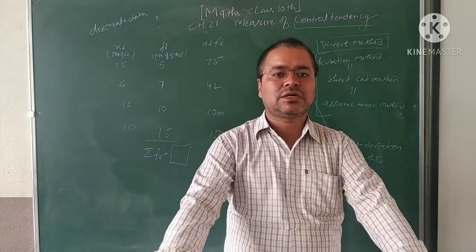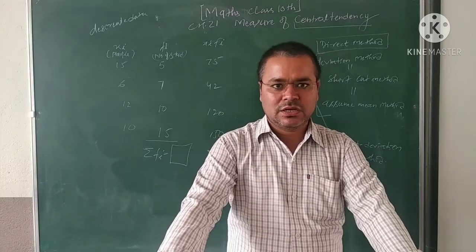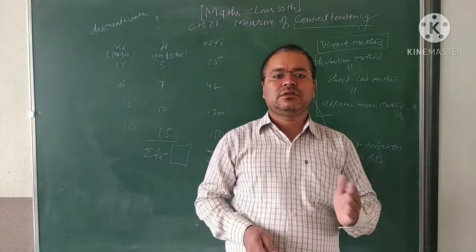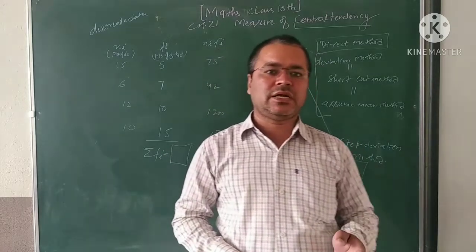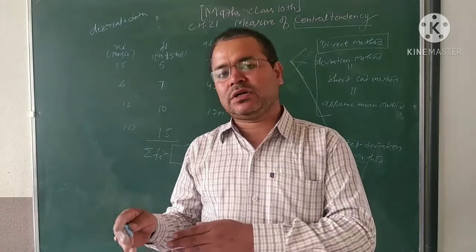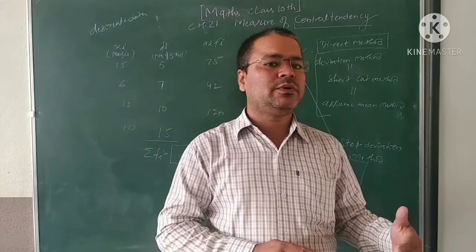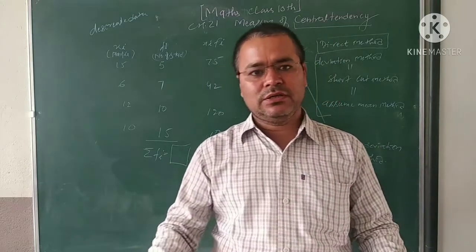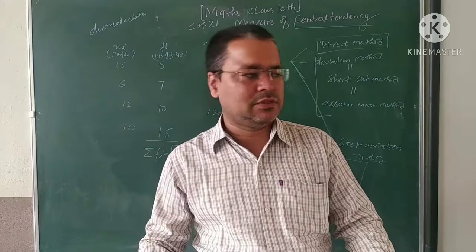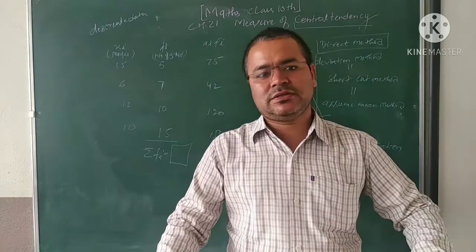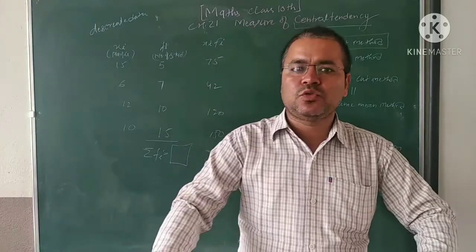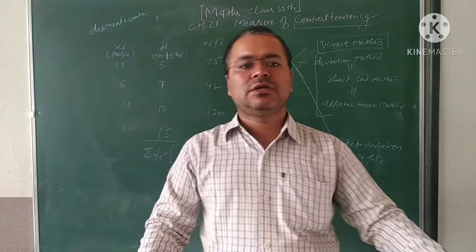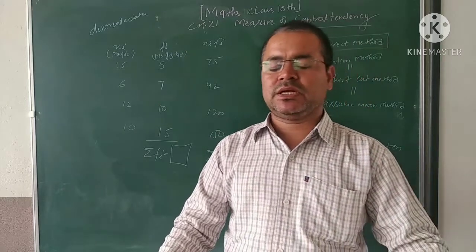Group data means continuous and discontinuous. Continuous is what? Just like 0 to 10, 10 to 20, 20 to 30, 30 to 40 like that. Means the upper limit of a class interval is equal to the lower limit of the next class interval. If both are the same, then that is a continuous class interval. But if the intervals are like 1 to 10, 11 to 20, 21 to 30, 31 to 40, 41 to 50, this is called a discontinuous class interval.